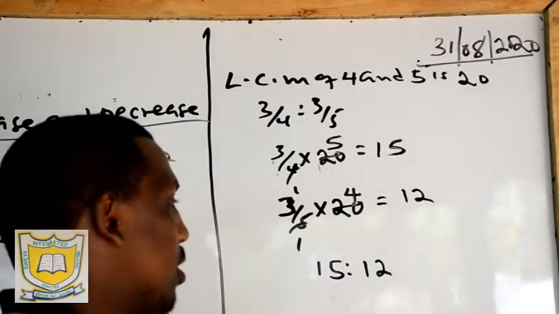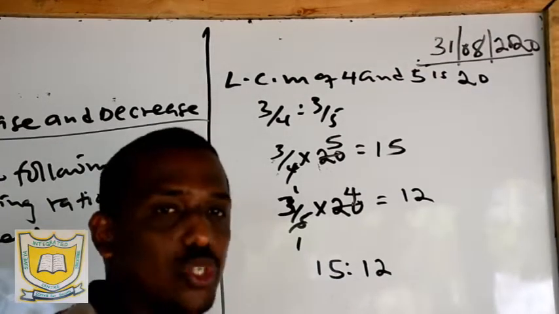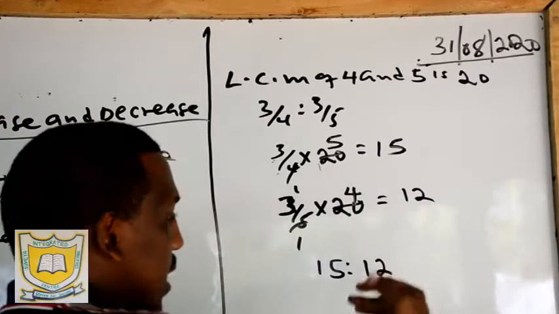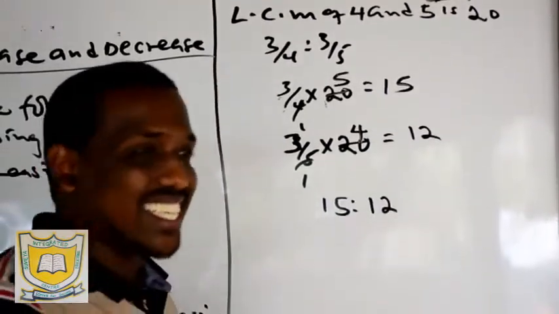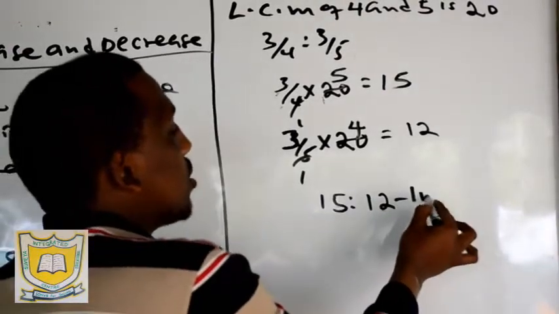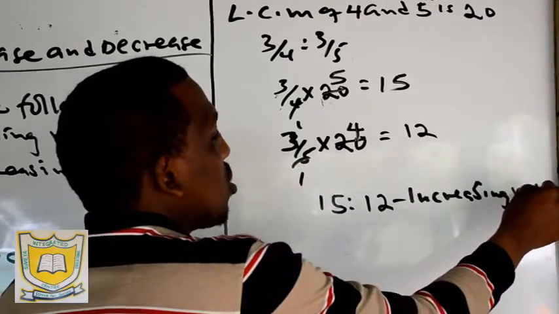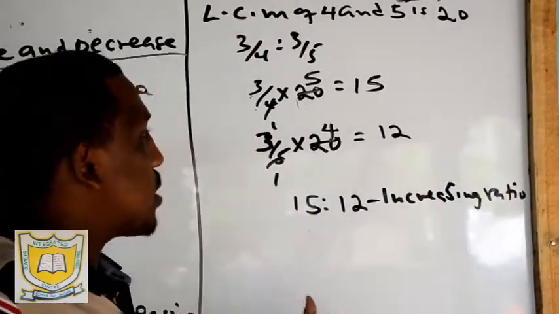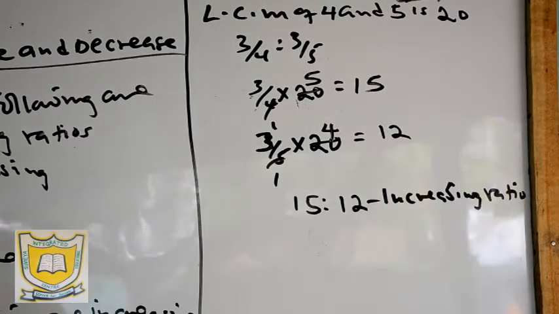Now we ask ourselves, is this a decreasing ratio or an increasing ratio? We read from the right side. It was 12, it became 15. So it has increased. This one is called an increasing ratio. So whenever you are given two fractions, you get the LCM of the denominators, then you multiply each fraction by the LCM. That is what we find.